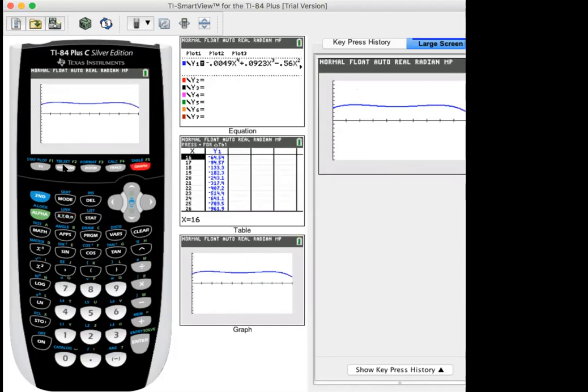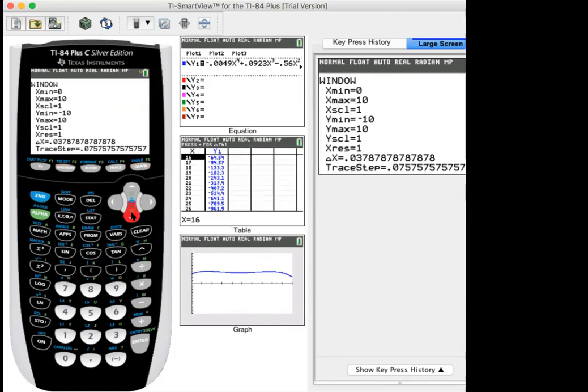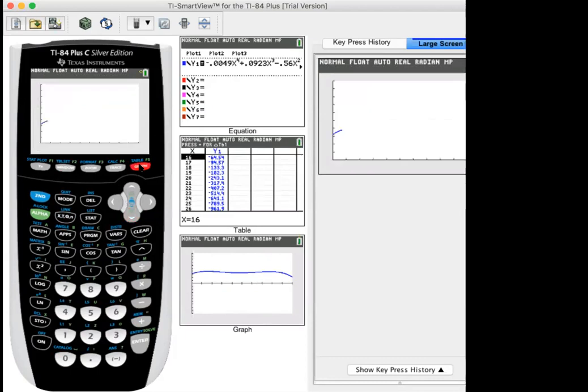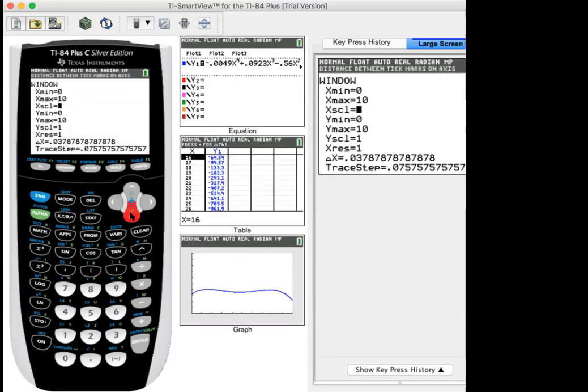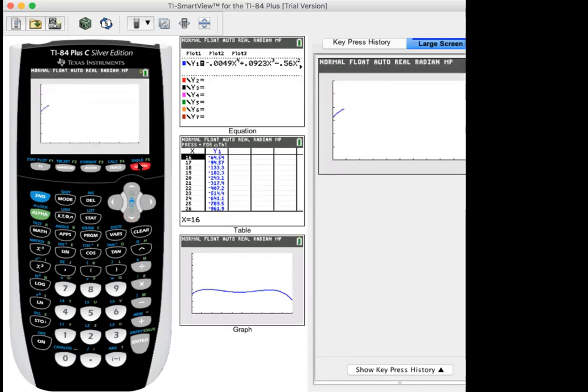We want to find the highest point. We don't need the y min, we could make 0 instead of -10. So it's either this little bump or that little bump. I'm going to make the window, the y max, a little less, maybe like 6. Okay, it looks like it's this one on the left.